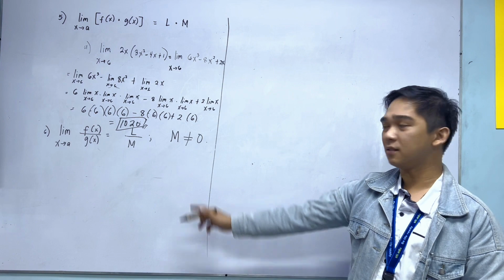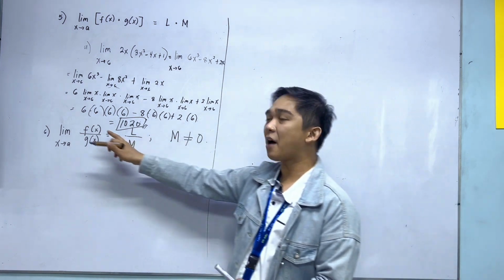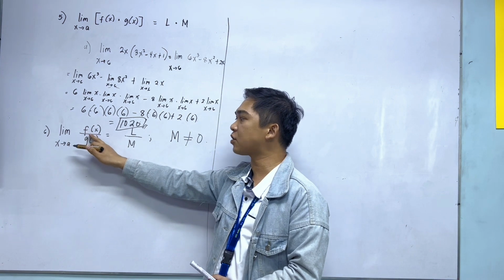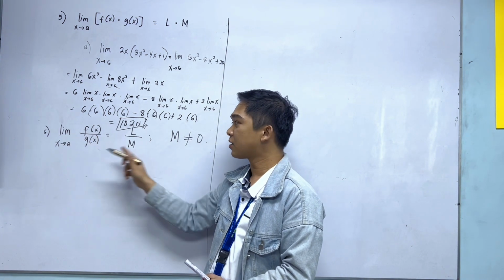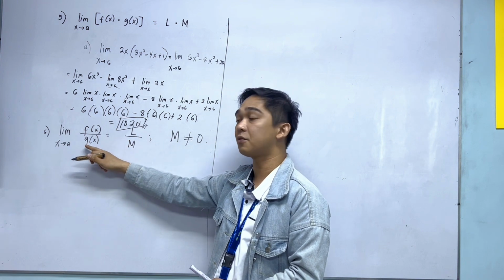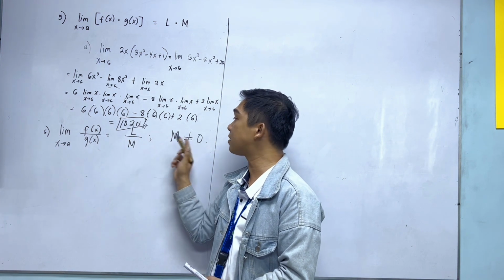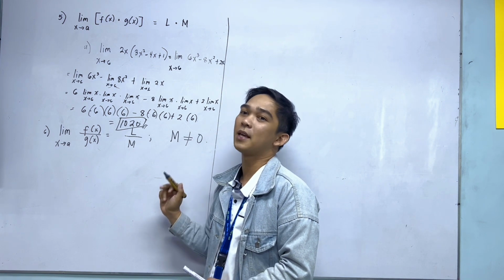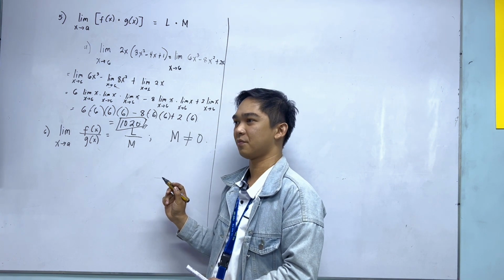Next, division. So we have two functions, same condition. So f of x over g of x. So limit of the f of x over the limit of g of x, where the limit of g is not equal to 0. Bakit again? Undefined. Magiging undefined siya.